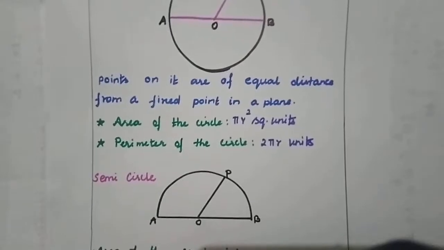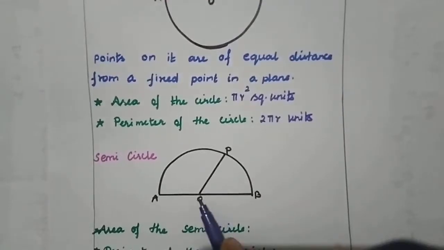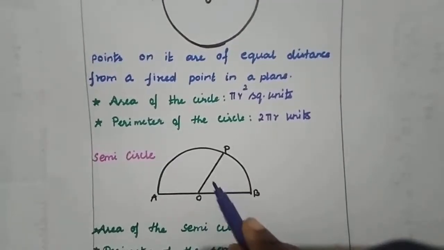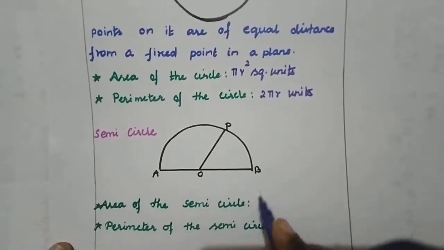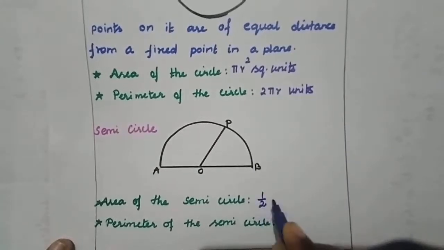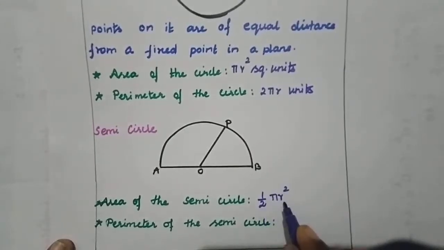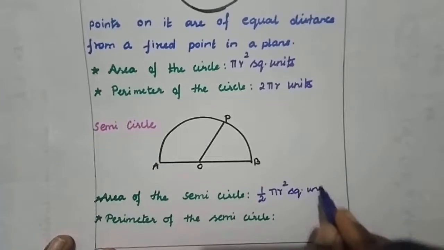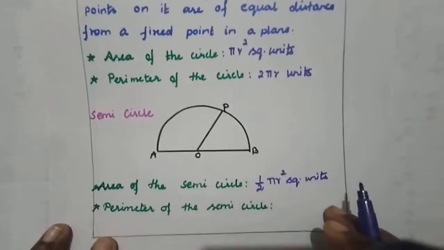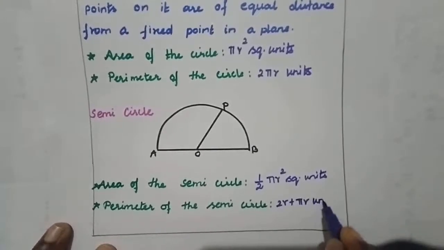Semicircle. Half of the circle is called semicircle. Here the fixed point is O and OP is called the radius of the circle. Area of the semicircle is half of the area of the circle. So here the area of the circle is pi r square. The semicircle is half of the area of the circle. That is equal to 1 by 2 pi r square units. The perimeter of the semicircle is 2r plus pi r units.